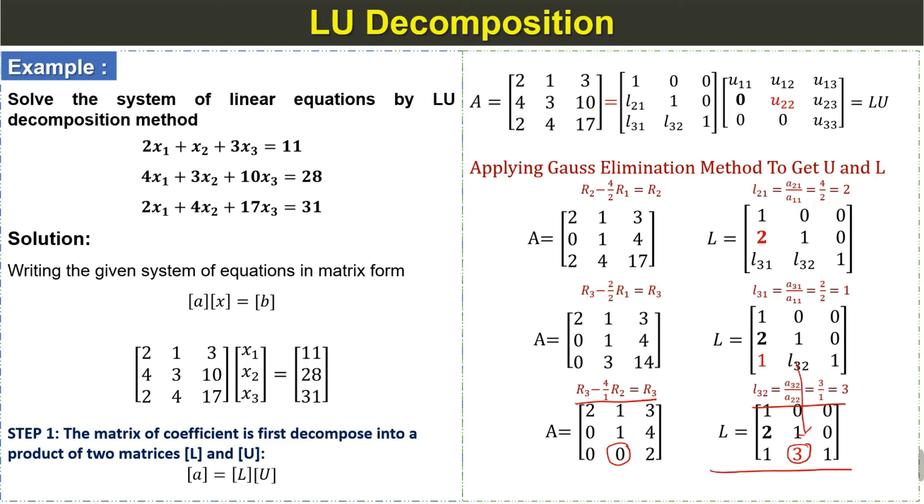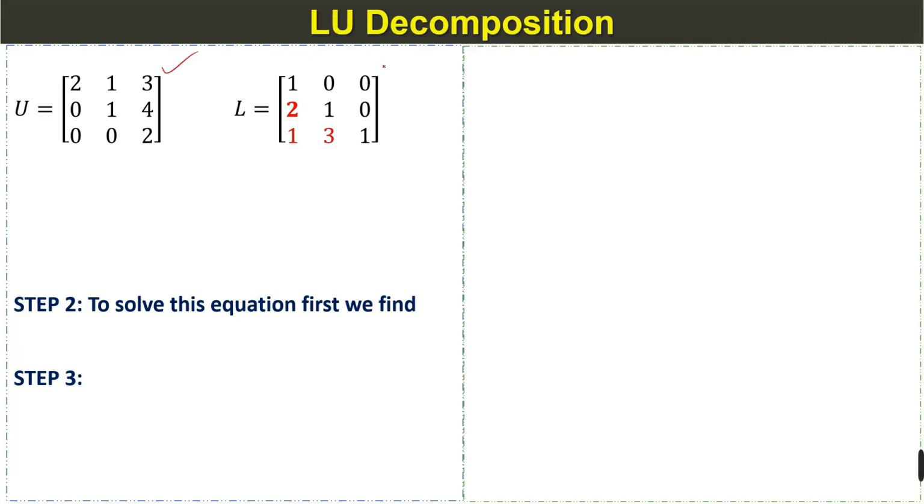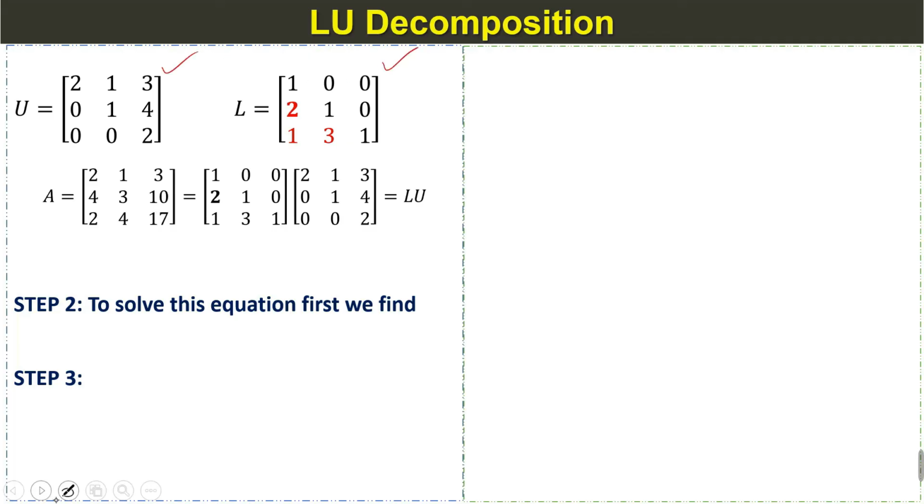So this is our upper triangular matrix, and here we can see that all the terms below the diagonal are 0. This is the upper triangular matrix and this is the lower triangular matrix. Now we write A equal to the lower triangular matrix times the upper triangular matrix. This is step 1.